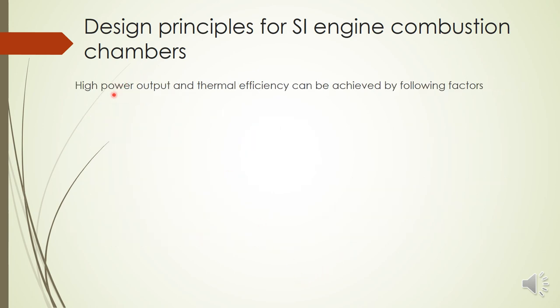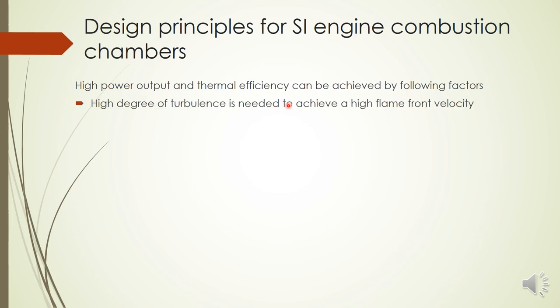Now, what are the points to obtain high power output and thermal efficiency? We have already discussed the points to remember for reduction in knock. Now there are two other conditions we have to satisfy for high power and thermal efficiency. How to achieve this? The first is that we have to provide a high degree of turbulence to achieve a high flame front velocity. So a high degree of turbulence is required.